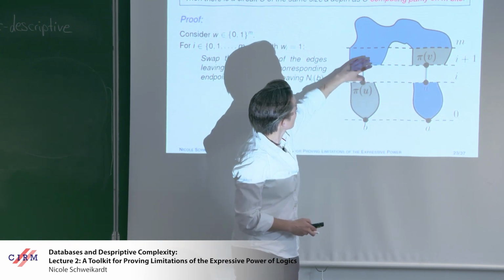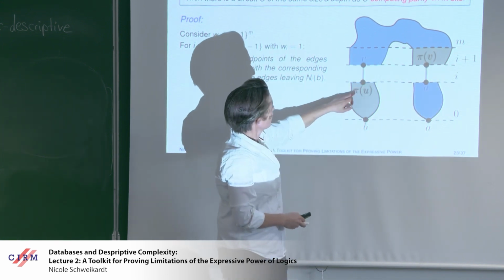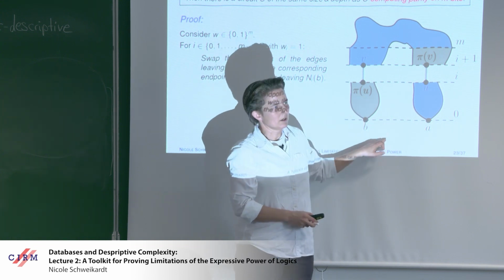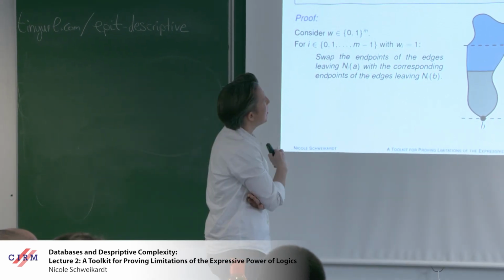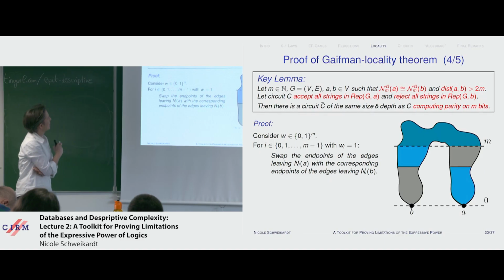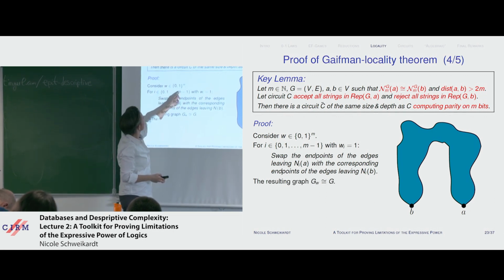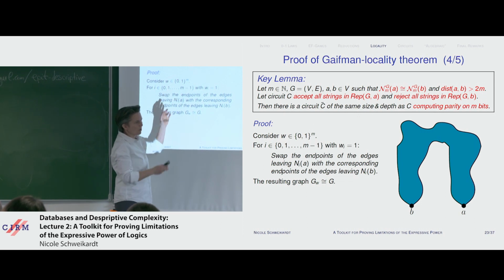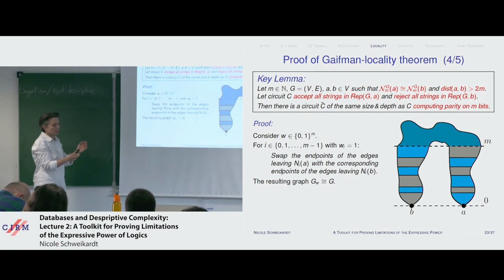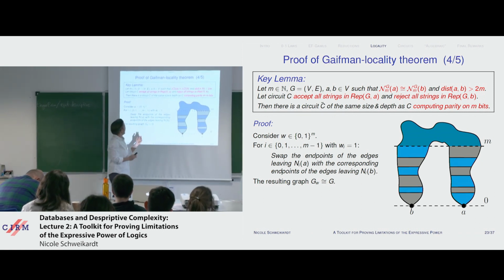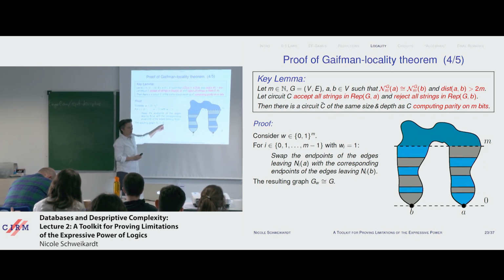Here I just have switched these edges, and I've switched B and A. And now it looks like that. And I do this for all these positions where you have a 1. So if you have an even number of 1s, you have switched an even number of times. If you have an odd number of 1s, you have switched an odd number of times. So the resulting graph itself is isomorphic to the original one.